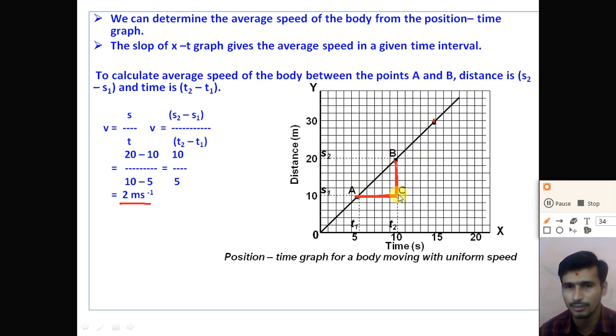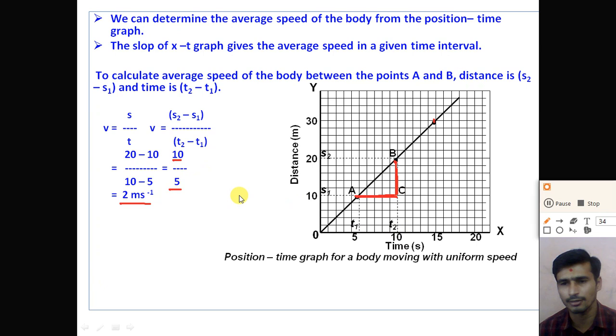So how do we calculate BC? BC is equal to 20 minus 10. We calculate BC is equal to 10, and how do we calculate AC? 10 minus 5. We calculate 5, right? So the slope of the position-time graph gives us the average speed during the given time interval.